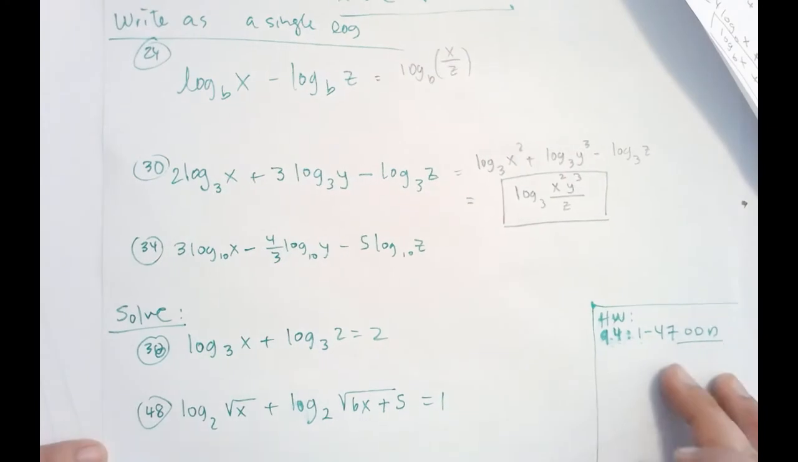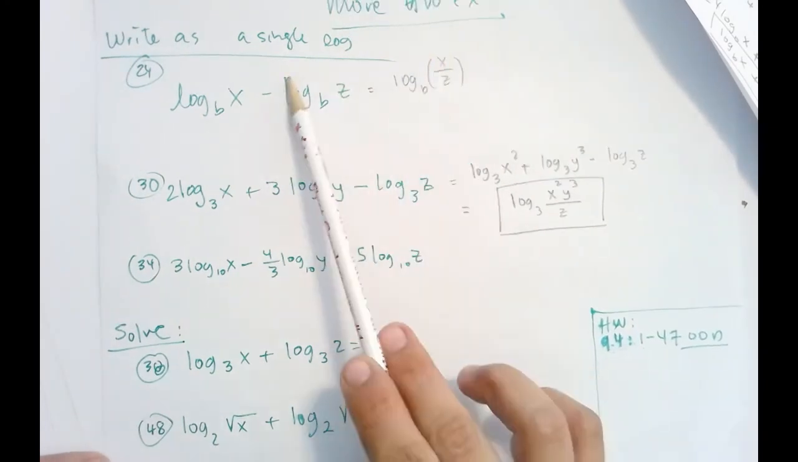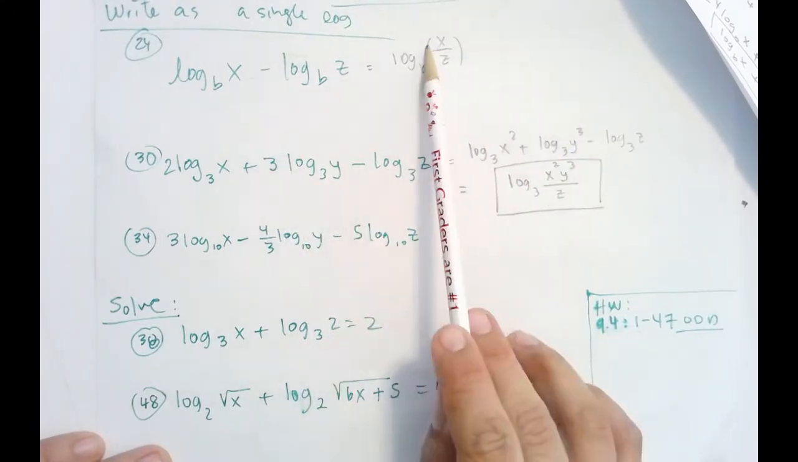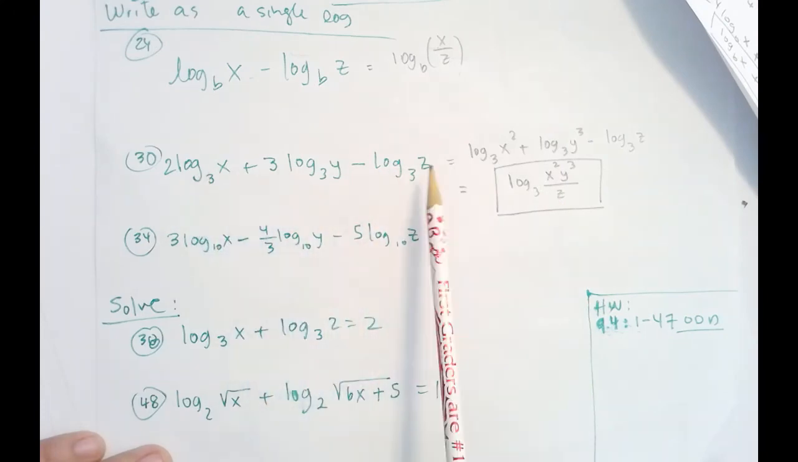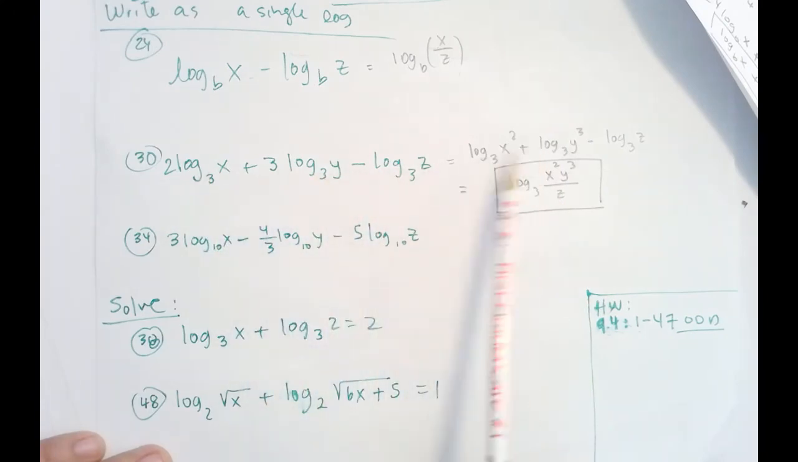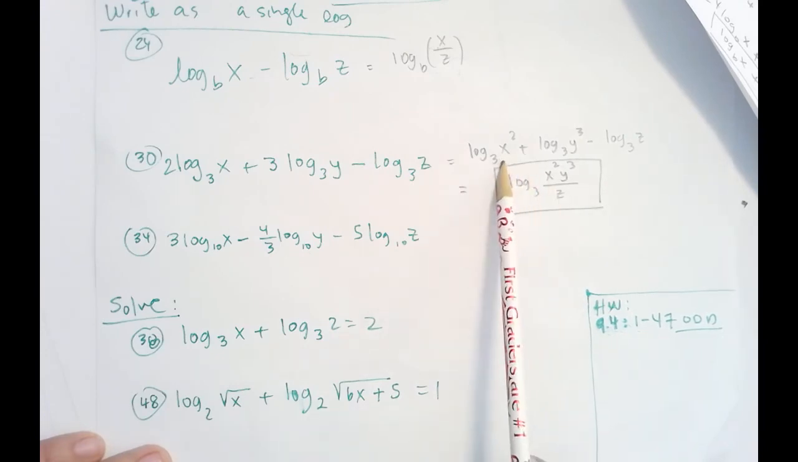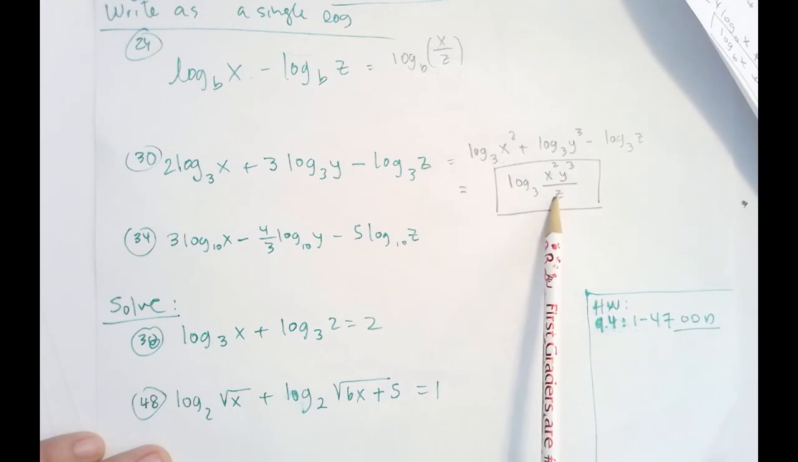So I did the first two for you. I said log, since it's a minus, we're writing as a single logarithm, so we're working backwards. It's x over z. The positive is in the numerator, the negative is in the denominator. And then here, you use the power property first, and then you can go ahead and rewrite it as a single logarithm. The positive ones being in the numerator and the negative logs being in the denominator as seen here.